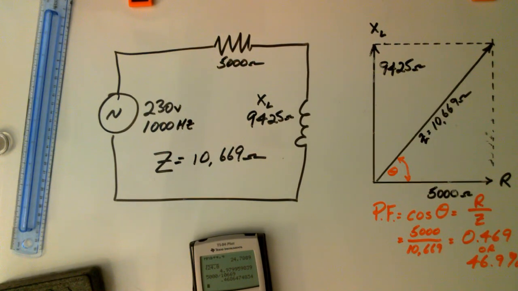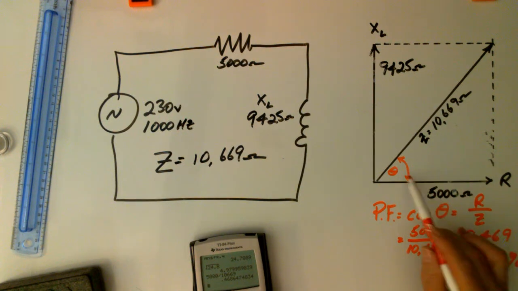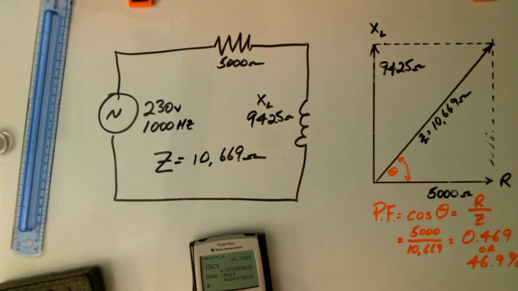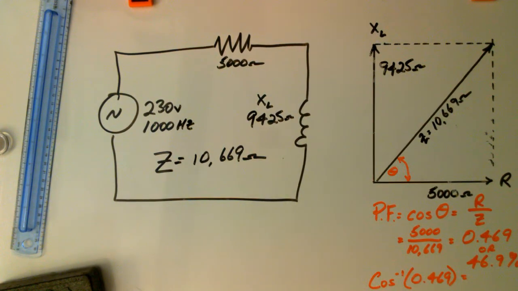Now then, to find the angle, this is the angle by which the current lags the voltage. We have the inverse cosine of 0.469, and for the circuit we're working with here, I get 62 degrees lagging.